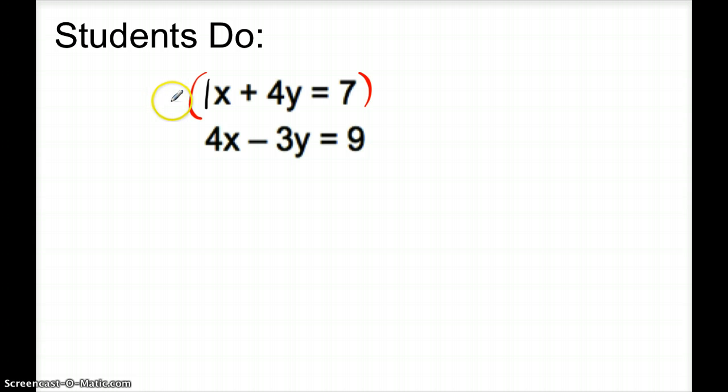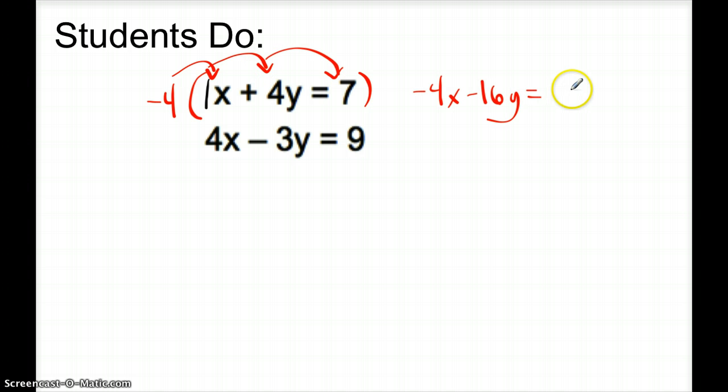I'm going to multiply it by, I need it to be a negative 4. And negative 4 times 1 is negative 4. So, I now have that negative 4 that I want. And negative 4 times 4 is negative 16y. And negative 4 times 7 is negative 28. The other equation does not change, stays exactly the same. I'll just bring it over. 4x minus 3y equals 9, and then I'll solve.